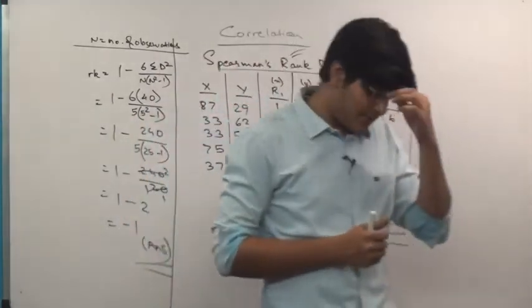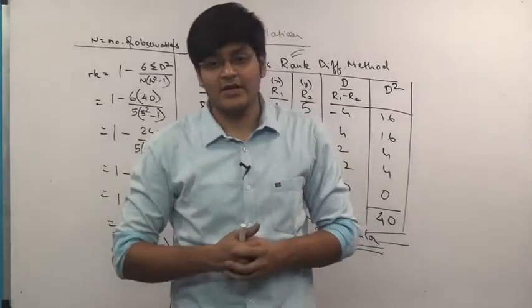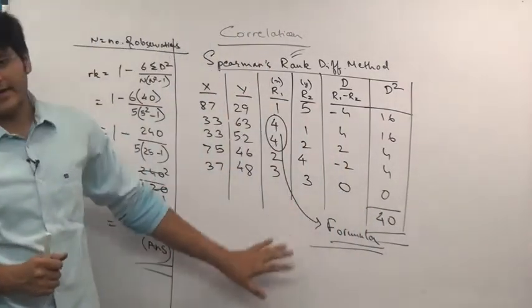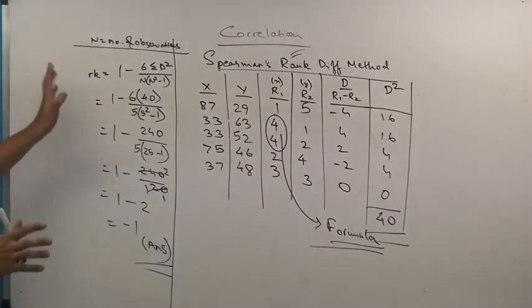Fine. Many people mess up correlation with regression. That is a completely different topic. And in 11, 12 and lower classes, you'll only require correlation. Fine. So this is the entire explanation for it.